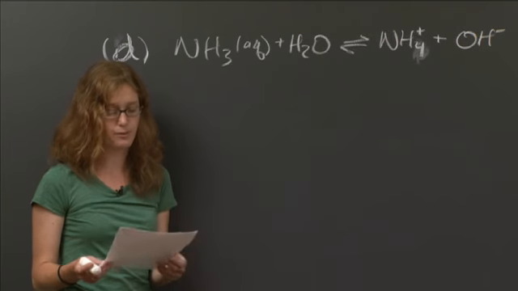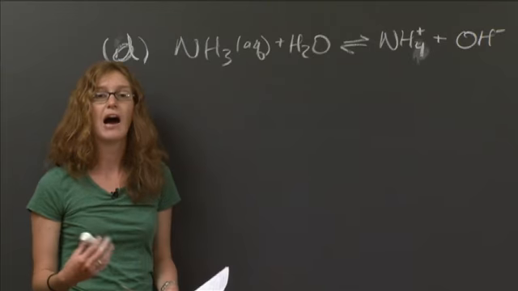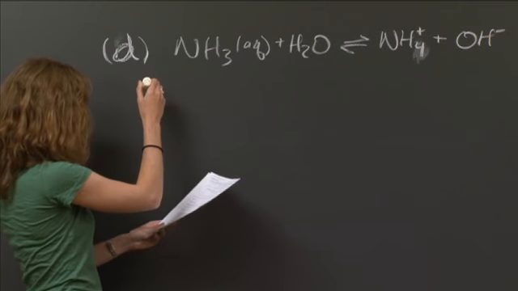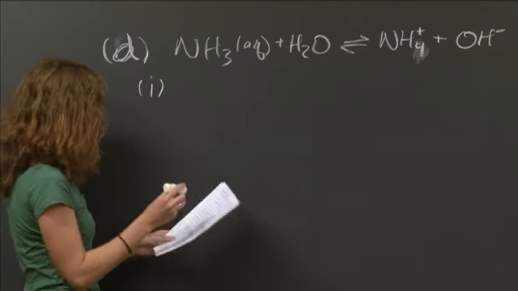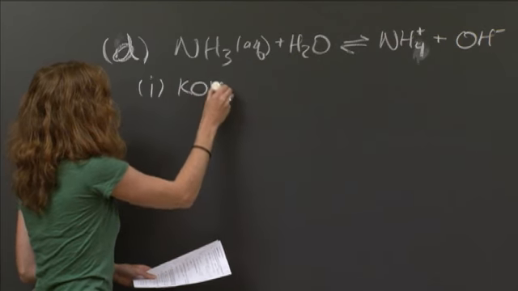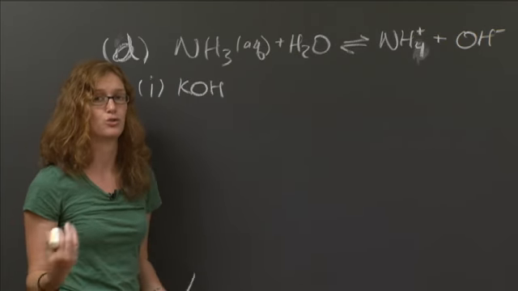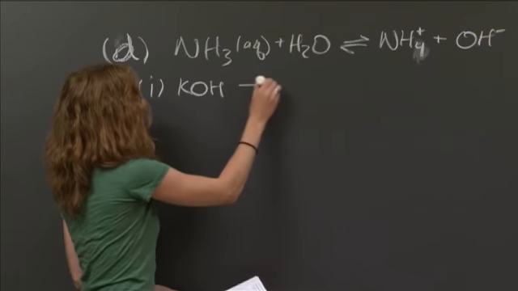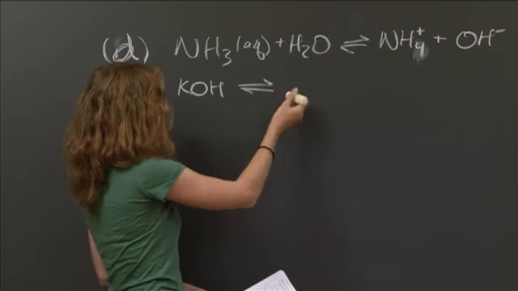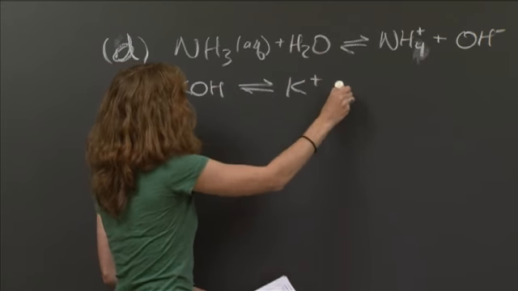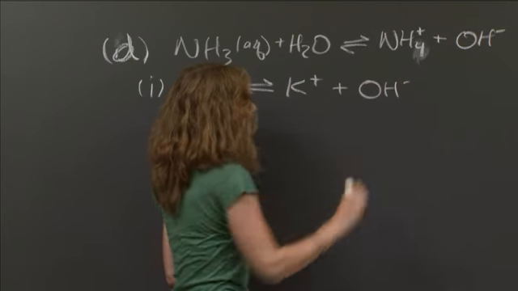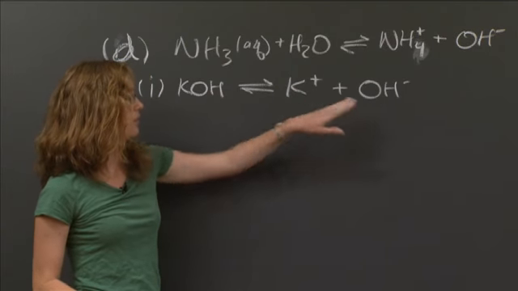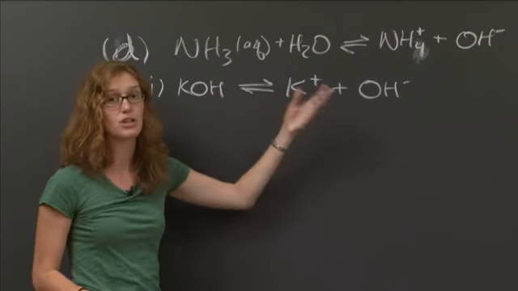Now we need to look at each of the 3 substances listed and decide whether and how it affects this ionization. So number 1, we have KOH. Again, a good place to start is to write what happens to potassium hydroxide when it goes into water. We know that KOH is a strong base and will dissociate into potassium plus hydroxide. So we see that it produces hydroxide.